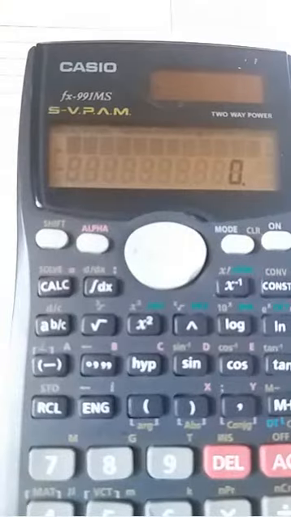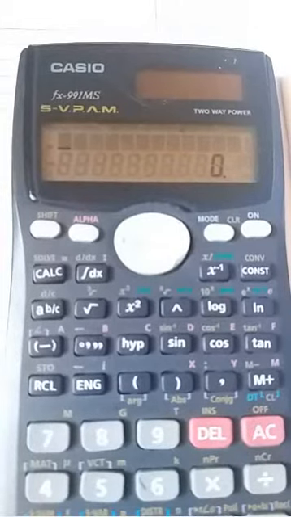Hi everyone, in this video I am going to tell you how to find the determinant value of a given matrix using a calculator. So let me consider this matrix. I am using the FX991MS calculator.